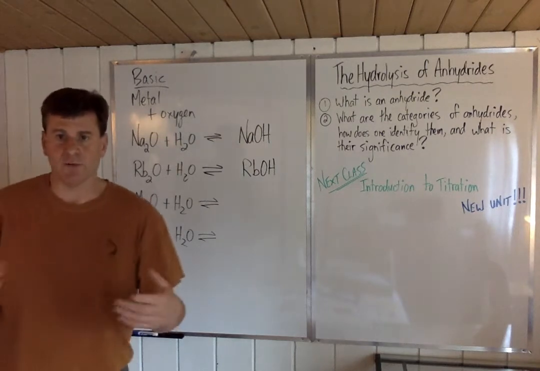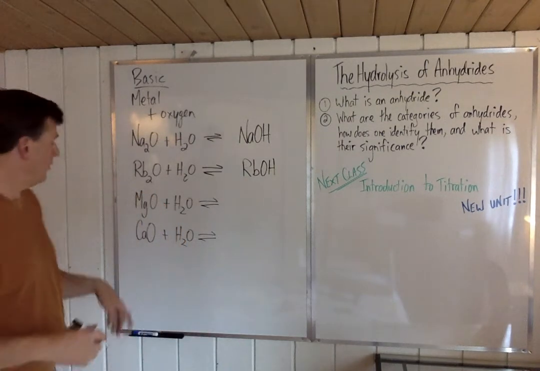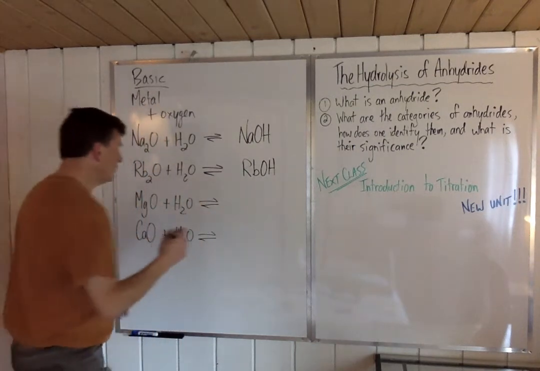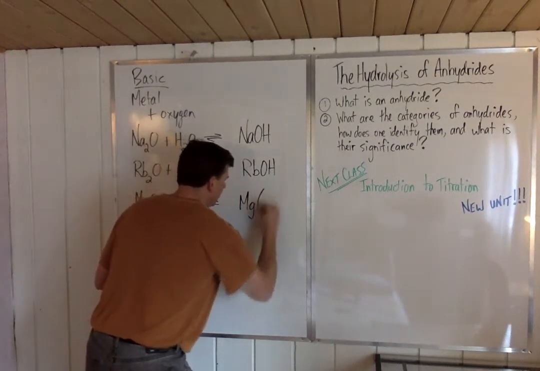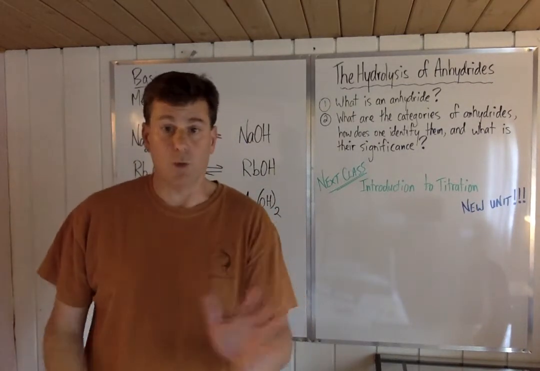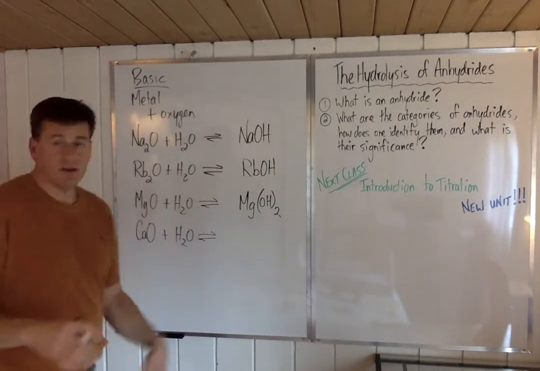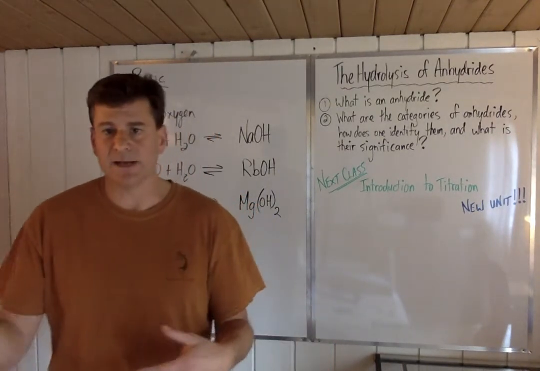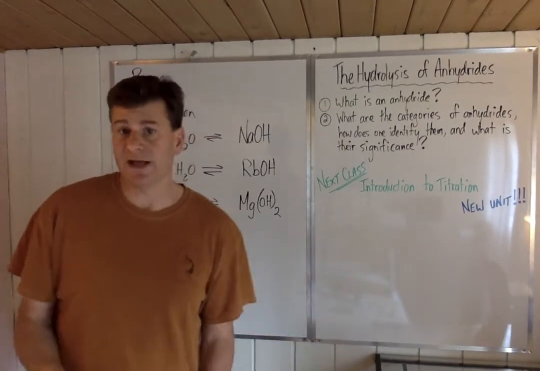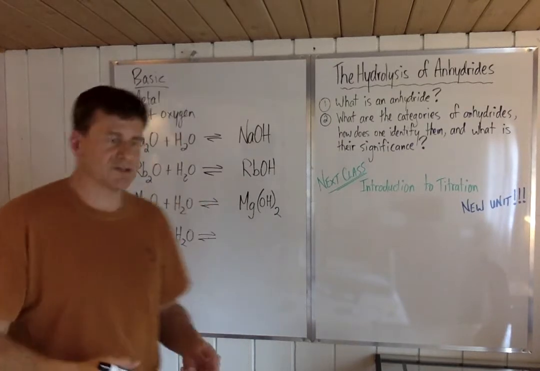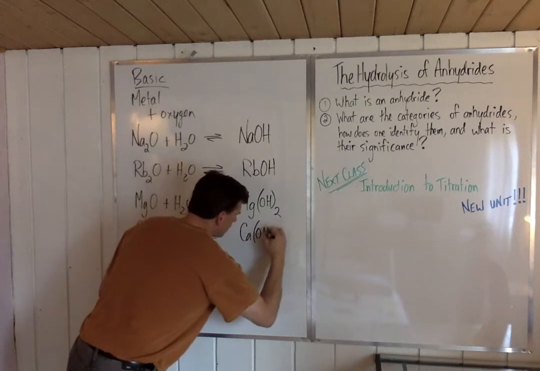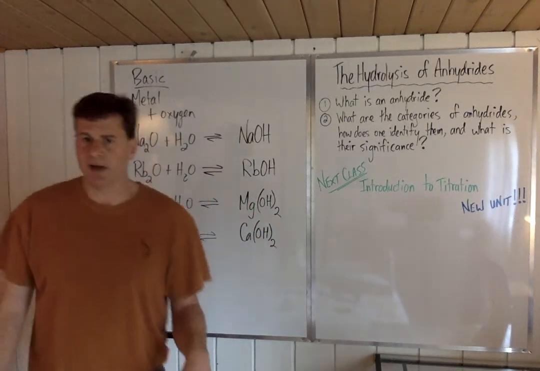Hydroxide is -1, rubidium's +1, so it'll be RbOH. Magnesium being +2, magnesium hydroxide will be Mg(OH)2. I'm not worried about what the subscripts were over here. I know the formula of magnesium hydroxide is Mg(OH)2 because magnesium is +2 and hydroxide is -1. So I know that's the formula of it. I will balance it to make sure it all works out. Calcium oxide is also +2. Therefore, I get calcium hydroxide.